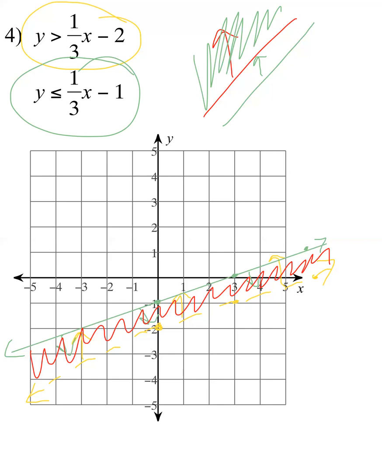Okay, so parallel lines, you don't automatically know the answer. You got to graph them. They could look different. So just try them, see what they say, and then you can always plug in a point to double check your answer at the end. All right, give them a shot.